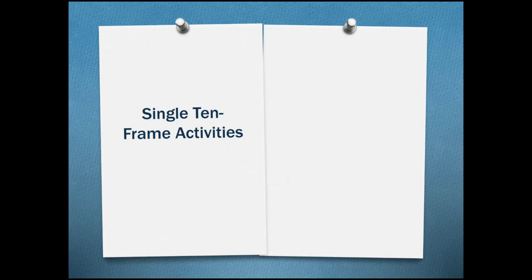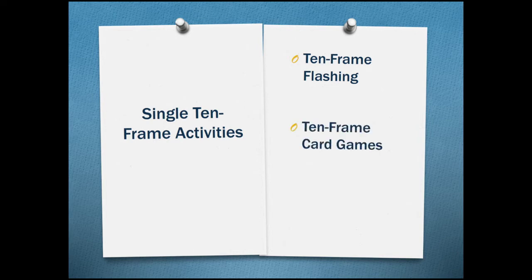And just like with dot patterns, with the single 10 frame, students are encountering patterns that have already been formed by somebody else. They're not creating them themselves. So the instructional activities we're going to describe here are 2 types. The first type is 10 frame flashing, and the second type is the 10 frame card games. Before we introduce the flashing, we're going to describe a scenario that we use to introduce the 10 frame.